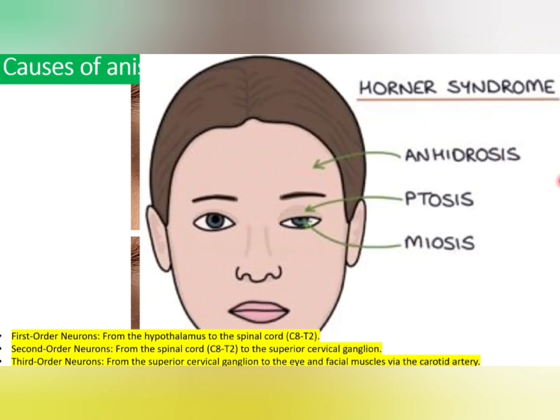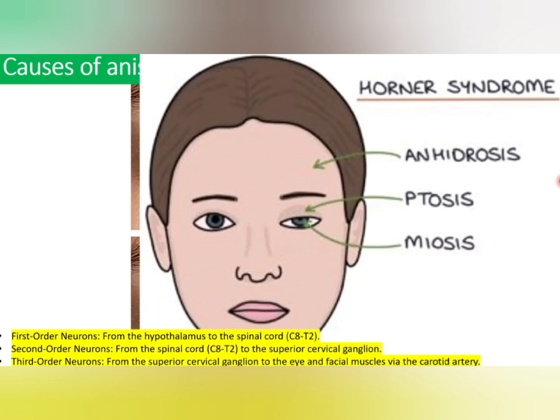So conditions like Horner syndrome and third nerve palsy can cause one pupil to be different in size from the other pupil. If I talk about Horner syndrome, it is a condition that affects one side of the face and causes the pupil on that side to be smaller than the other. It happens when there is a disruption in the nerve pathway that controls the muscles around the eye and the facial sweat glands.